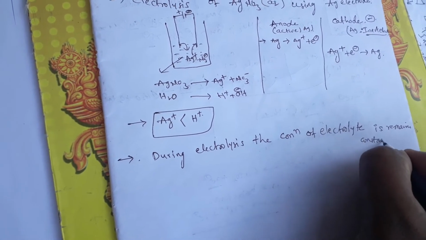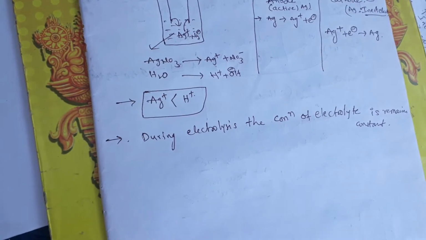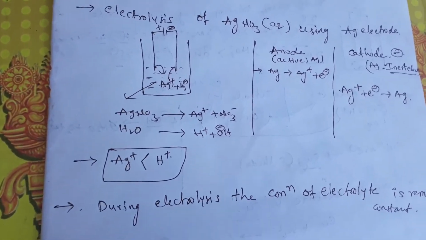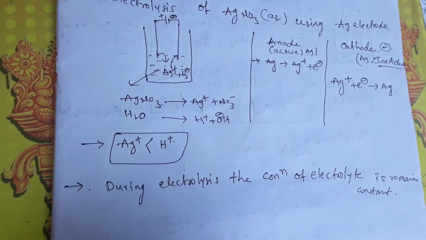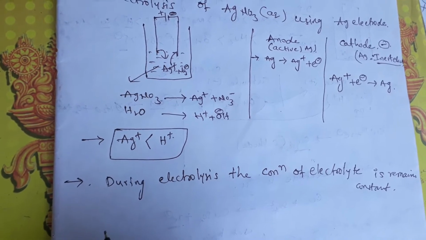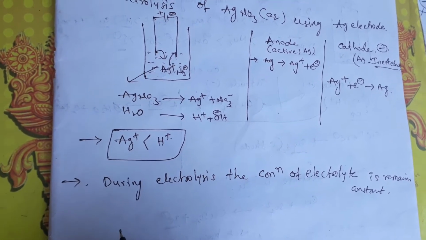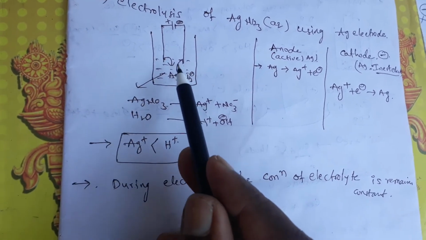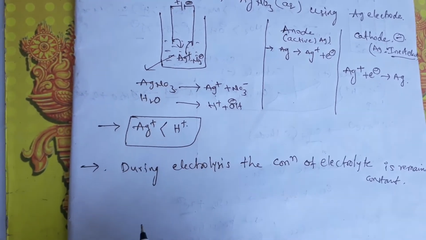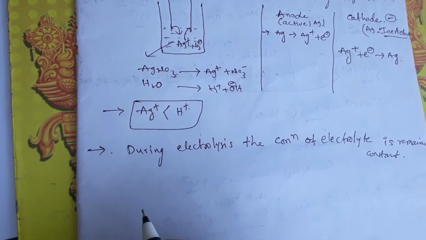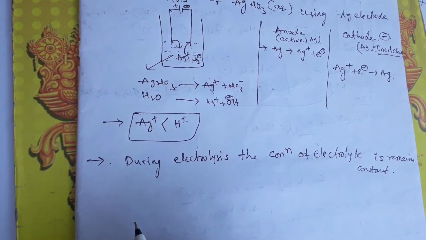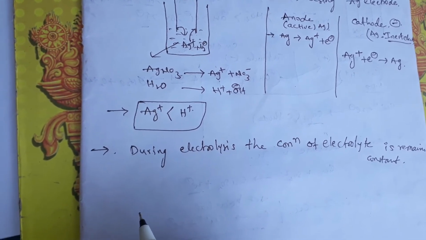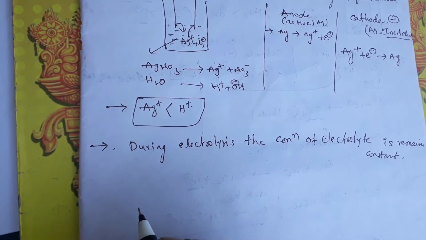So here silver acts as both an active electrode and an inert electrode. Inert means which does not react with another metal. So here it is the electrolysis of the silver nitrate by using silver electrode.